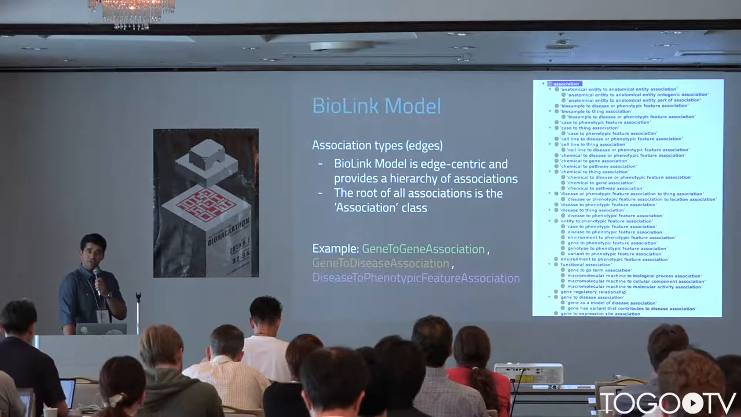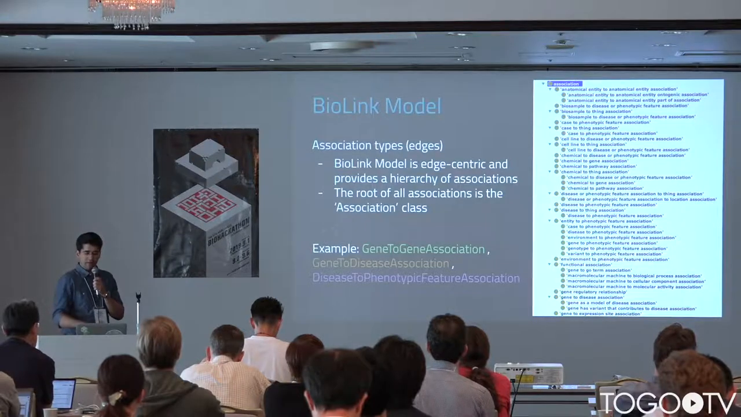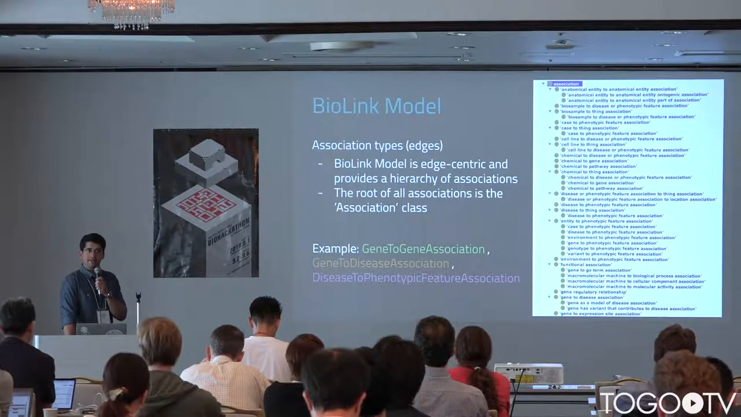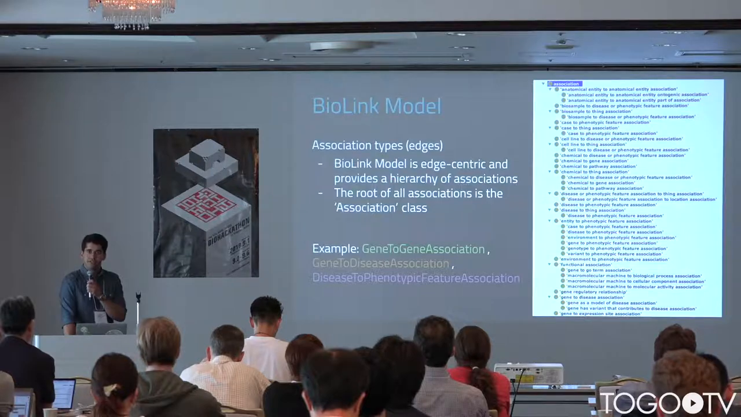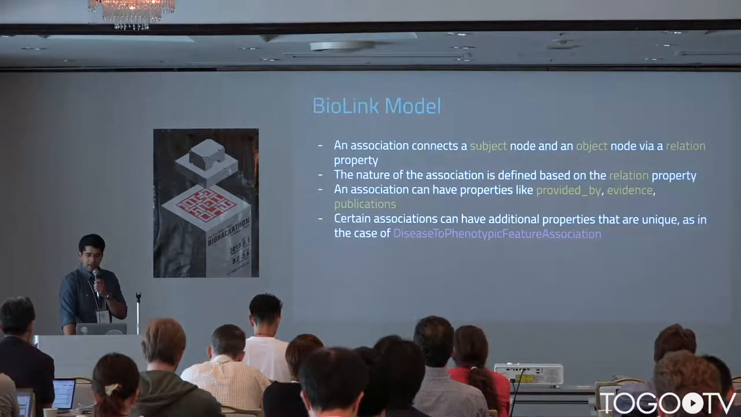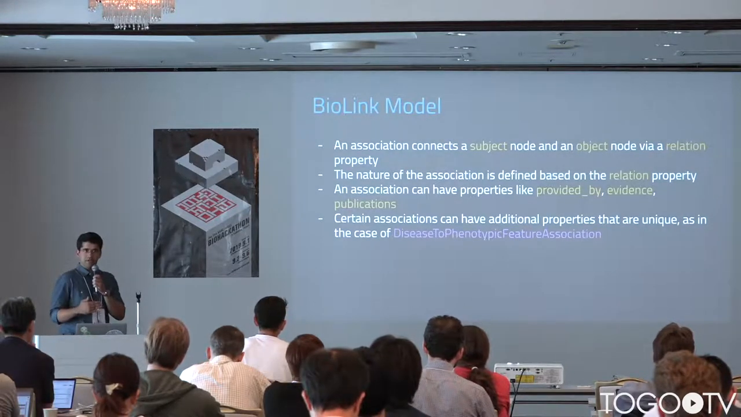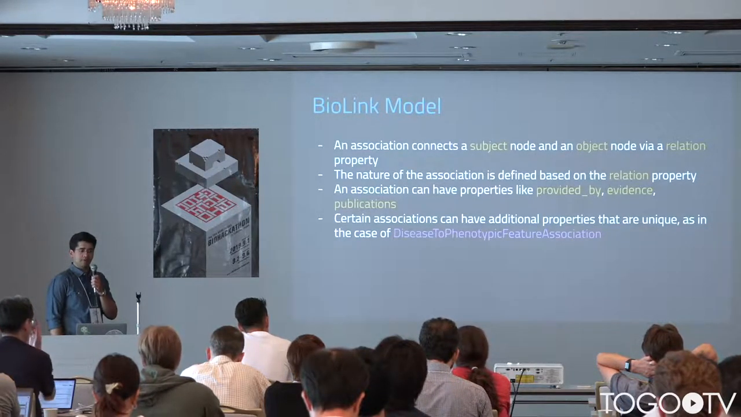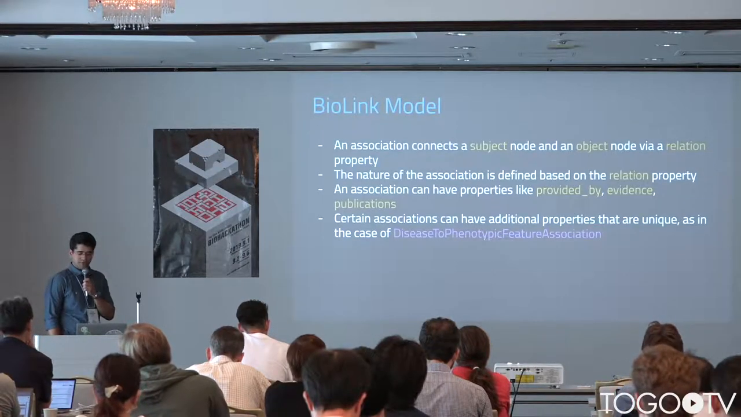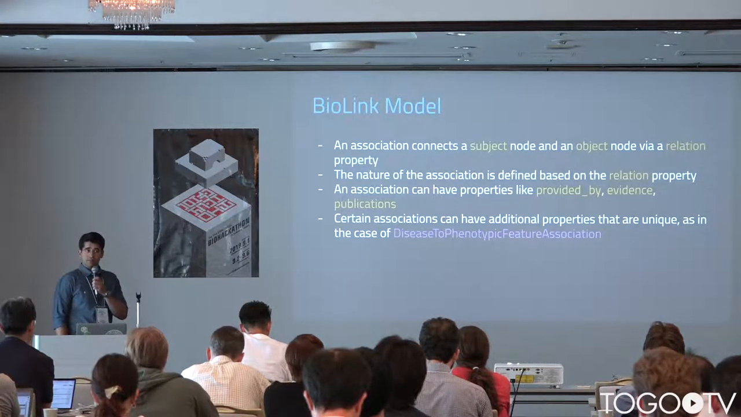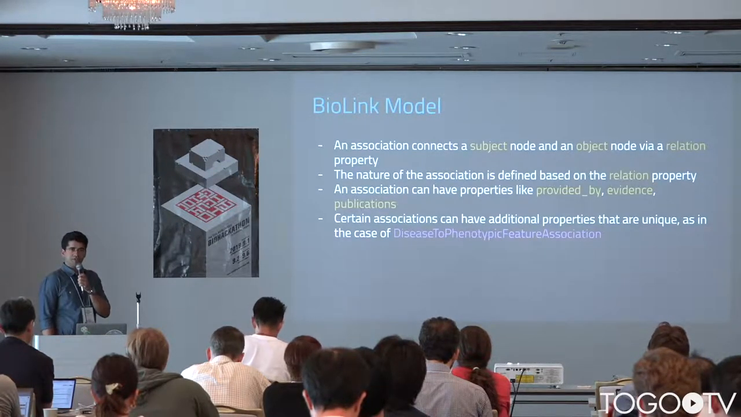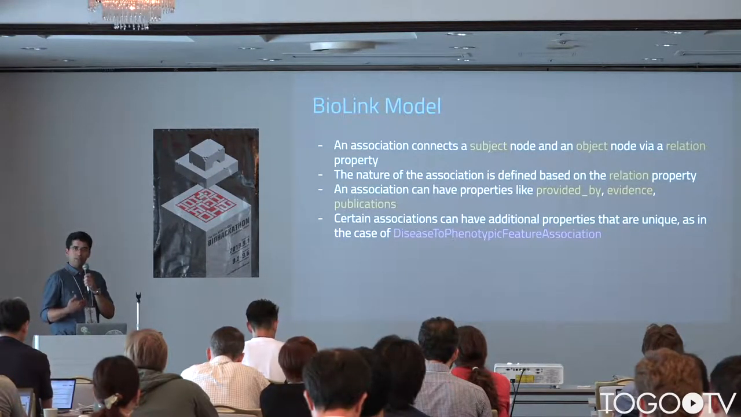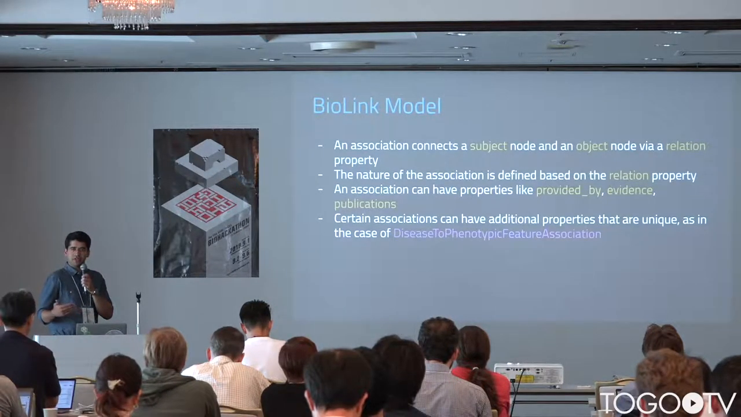The other branch is the association types. An association links two nodes in a graph, and the BioLink model provides a hierarchy of associations, with the root of all associations being the association class. Some examples are gene-to-gene associations or gene-to-disease associations. An association connects a subject node and an object node via a relation property. It can also have additional properties like provided by, evidence and publication that track provenance of that association. Certain associations can have additional properties that are unique to them. For example, a disease-to-phenotypic-feature association can have a frequency qualifier property, which explains what the frequency of the phenotype is for a population of that disease.